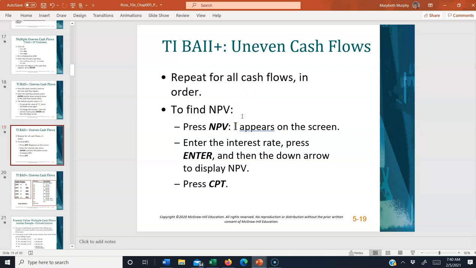All right, to find the net present value, you're going to press NPV. I appears on the screen. You're going to enter the interest rate, press enter, and then the down arrow to display the net present value. Then you're going to press compute, and that'll give you your net present value.